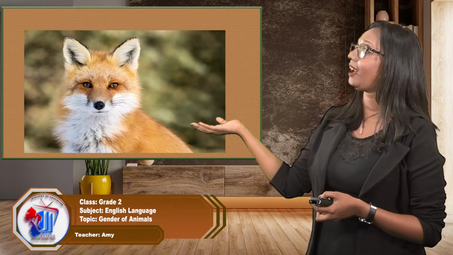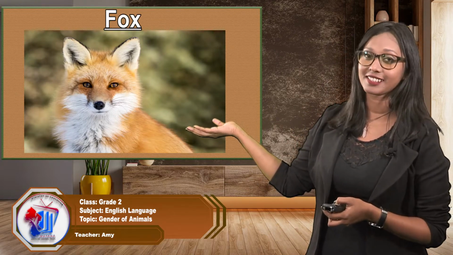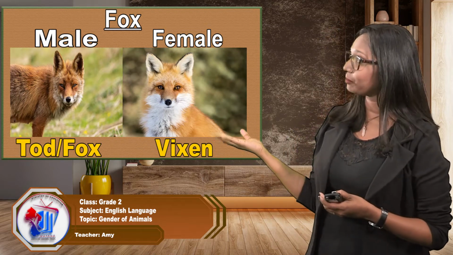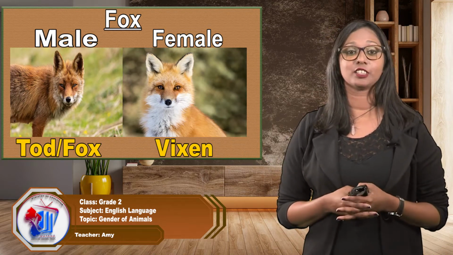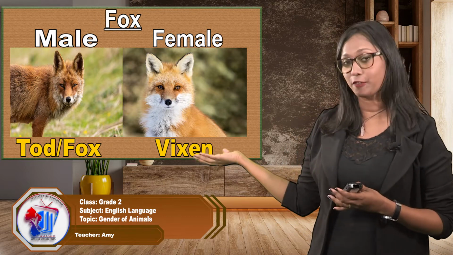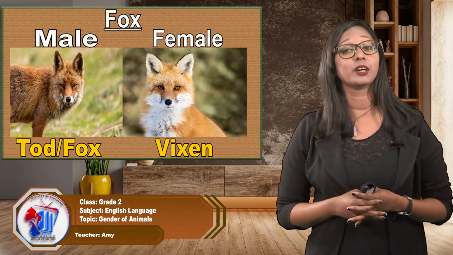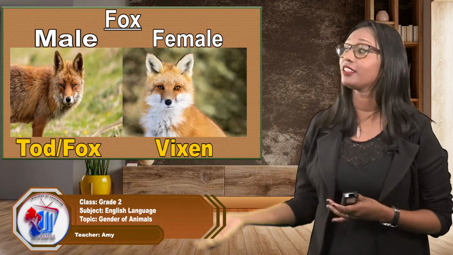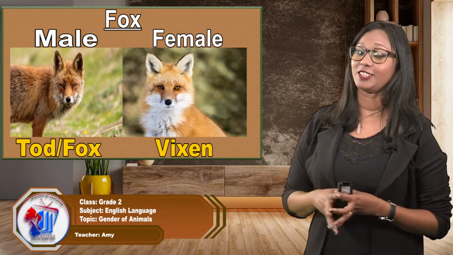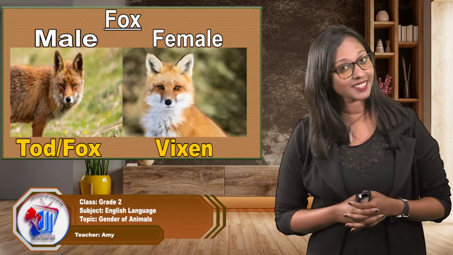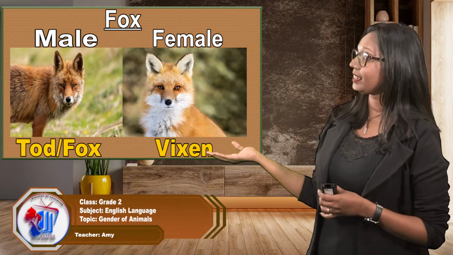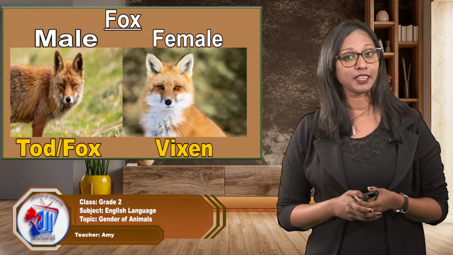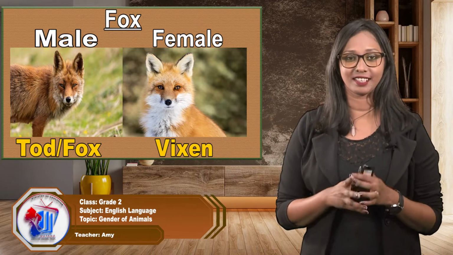Next, we have a fox. Now, if you see a male of this animal, we say it's a tod or fox. But if we see the female, we call the female vixen. Can you say that with me? Vixen. So the male is called tod or fox and the female is called vixen.